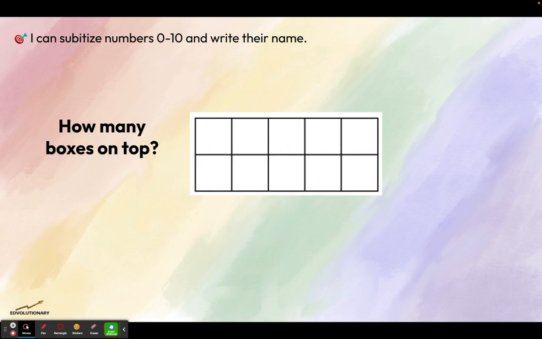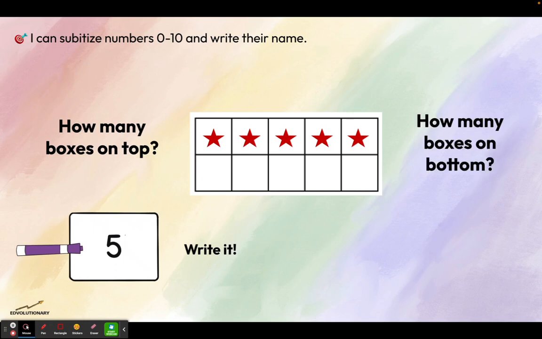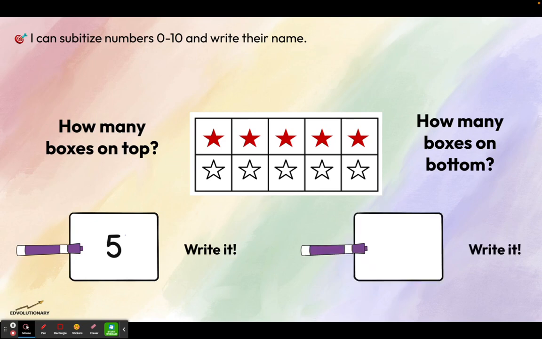How many boxes are on the top? Count with me. 1, 2, 3, 4, 5. There are 5. I wonder, oh, write it. And then obviously show them once kids have had a chance to write it. How many boxes are on the bottom, do you think? Let's count. 1, 2, 3, 4, 5. Write it. And then show them the answer.